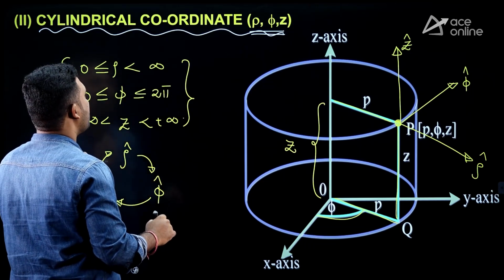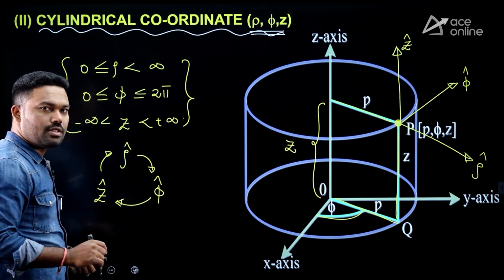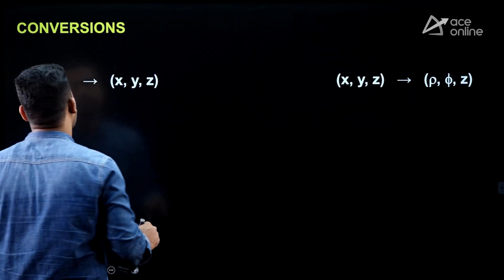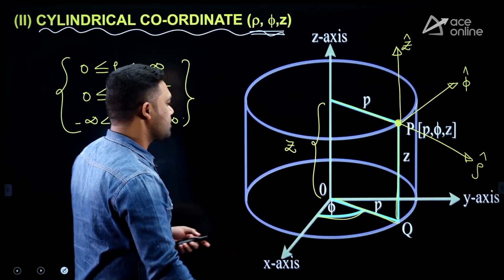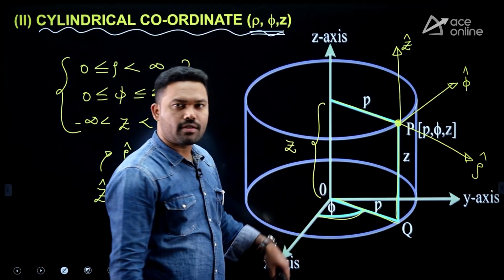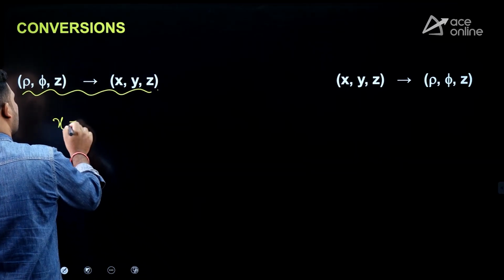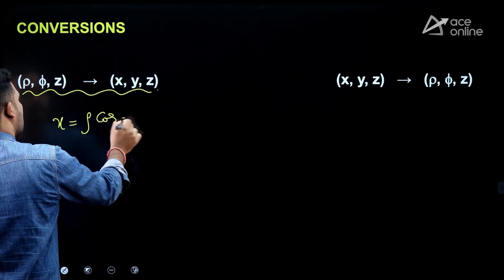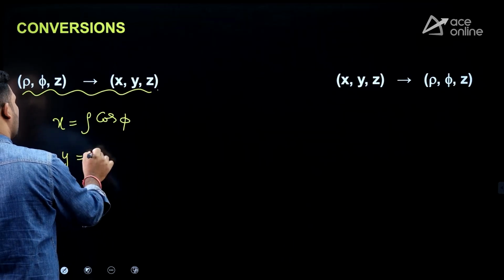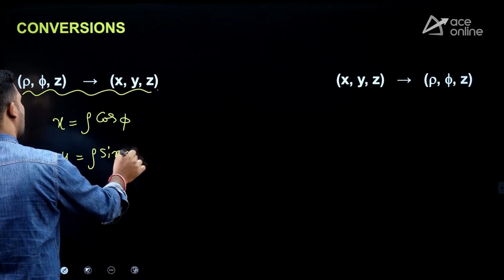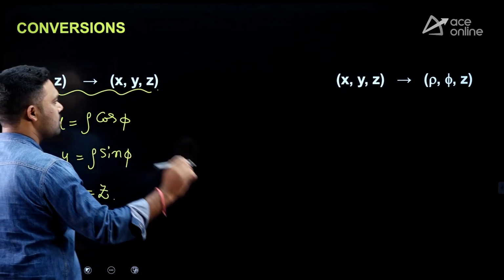Now here I can do what is called conversions. We are taking the Cartesian coordinate system as a reference to define the cylindrical coordinate system. How can conversions be done? The rho is making the angle phi with the x-axis. So what is the x component? X is equal to rho cos phi. If I resolve the other side, y is equal to rho sin phi. Z is equal to z.